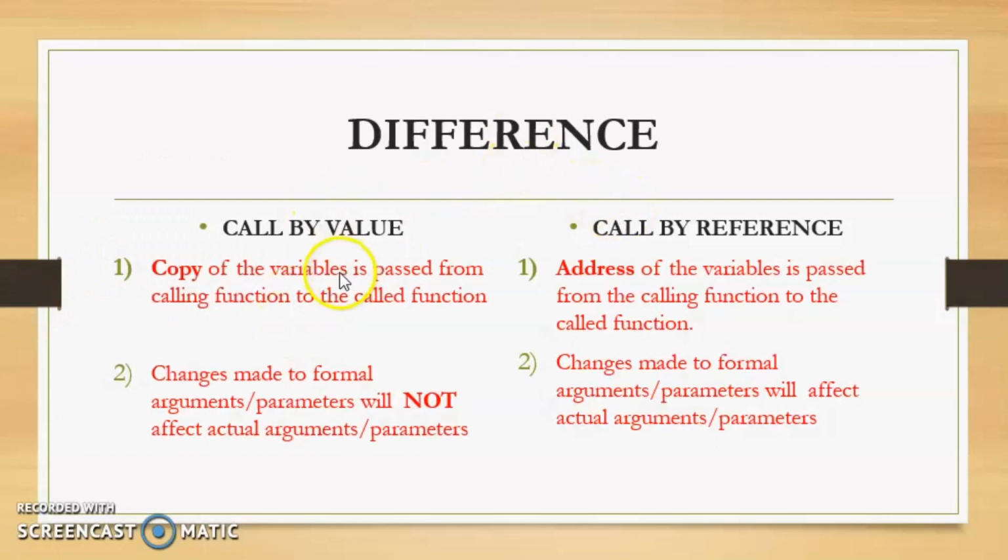So the main difference between call by value and call by reference is that in call by value, we pass a copy of the variables from the calling function to the called function, whereas in call by reference, we pass the address of the variables from the calling function to the called function. Second main difference is that if any modifications are done to the formal parameters, then it will have no effect on the actual parameters in call by value. But in call by reference, if any modifications are done to the formal parameters, then it will automatically affect the actual parameters.